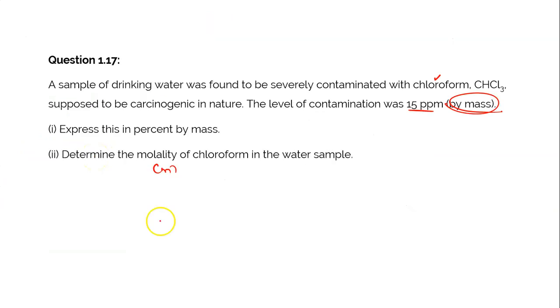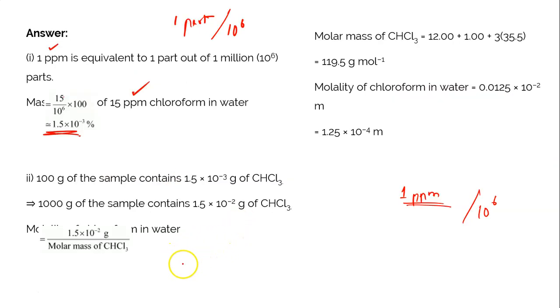And now the second part of the question is determine molarity. We know that molarity is concentration with reference to the mass of solvent in the given solution. So let's first understand what we have. We have 100 grams of the sample, which is consisting of 1.5 into 10 power minus 3 grams of CHCl3. And now if you ask me, ma'am, what is this 100 grams? Because you're calculating in terms of percentage, right? So this 1.5 into 10 power minus 3 is per 100. It's per cent. Cent is 100. So in 100 grams of water sample, you have 1.5 into 10 power minus 3 grams of CHCl3.